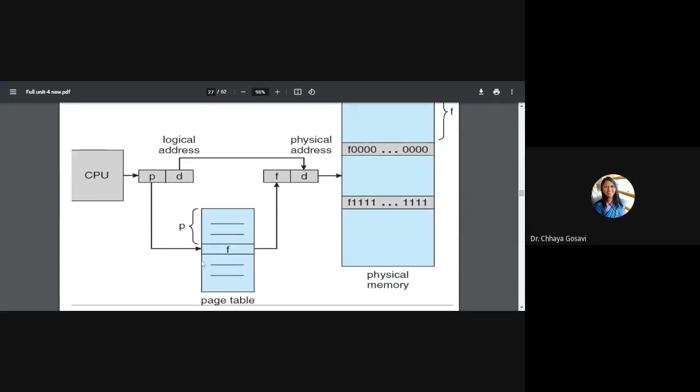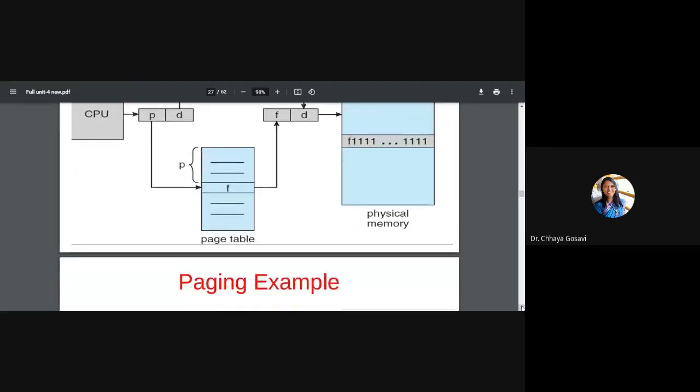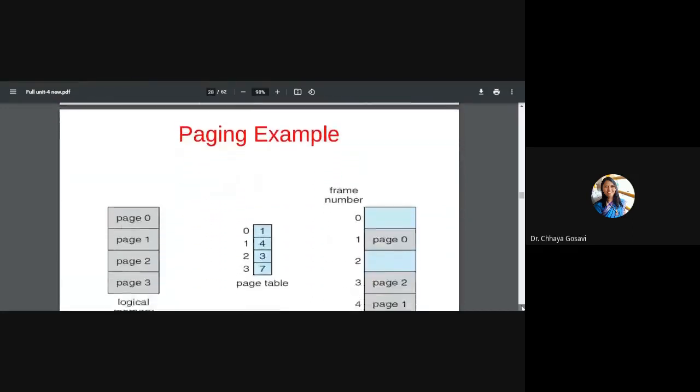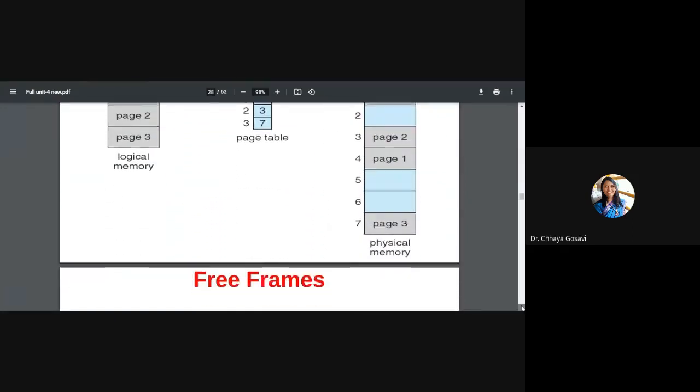The page number will point to the page table, from where we'll get a frame number. That page is loaded into this frame, which gives the starting address of that particular page, and d is the limit or current offset. So the page number will lead to the frame and d is the offset, and this is how address translation takes place in paging. We have seen this with one paging example.